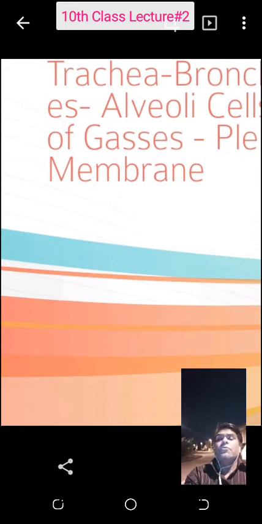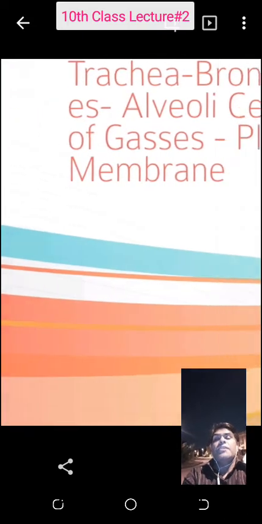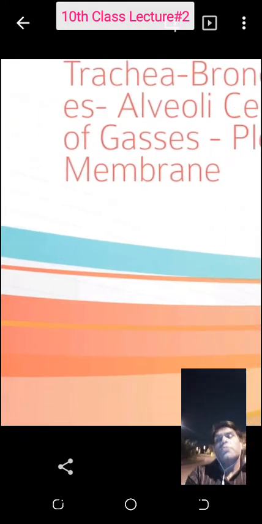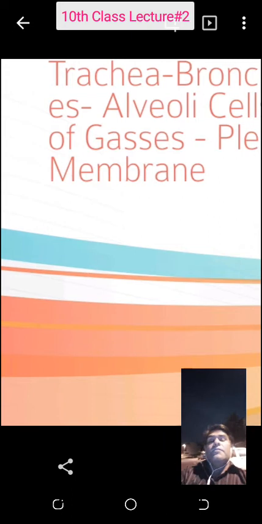Just follow one tube, and you will be able to understand where air will go and where exchange of gases will take place. I am not talking about the nose, the oral cavity, or the pharynx. I am just talking about the air tube, which is the trachea, situated in the chest cavity. And I will show you a diagram as well.